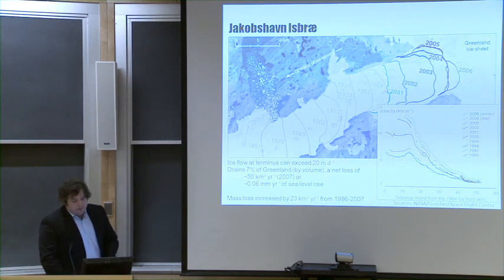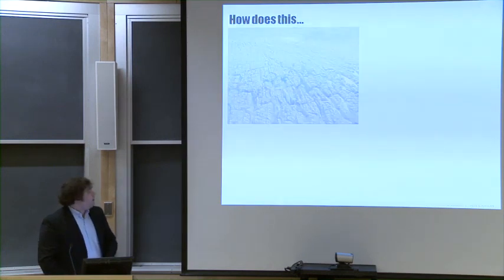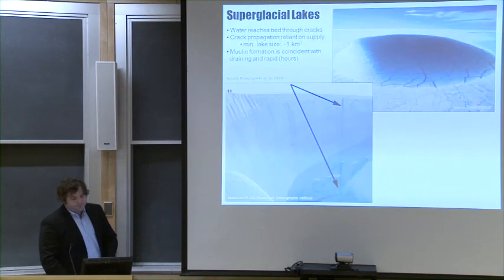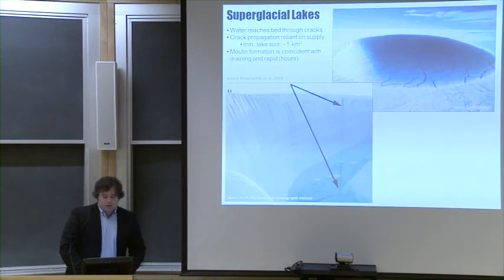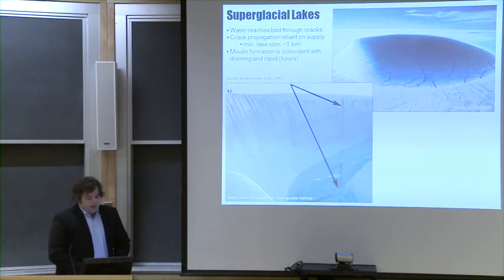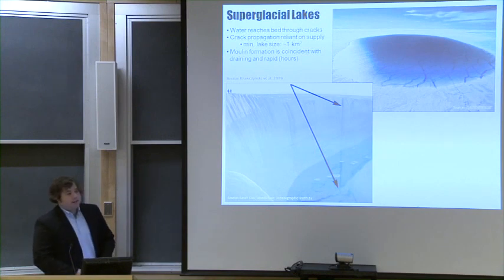And the way that water gets to the base of the glacier, from water on top of the glacier to water at the bottom of the glacier, is moulins. And how this happens, basically, is water collects on the top of the glacier in lakes, and cracks form in the ice. Because the density of water is greater than that of ice, as long as a crack in the ice is continuously filled with water, it will keep going.